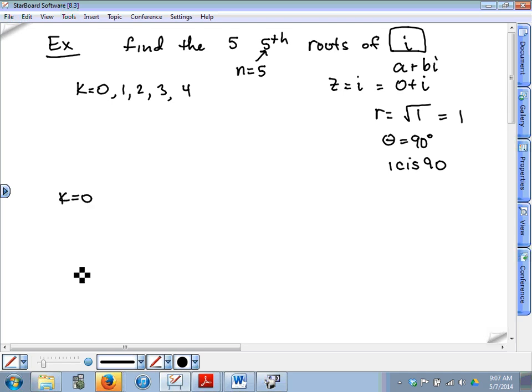Now we got to run through each case for k. So for k equals 0, we're going to have 1 to the 1/5 cis of 90 plus 360 times 0. Now what are we dividing it by this time? 5. We're dividing it by 5. What is 1 to the 1/5, by the way? Just 1. So this is 1 cis of 90 over 5. Oof, I think that divides evenly. 18.